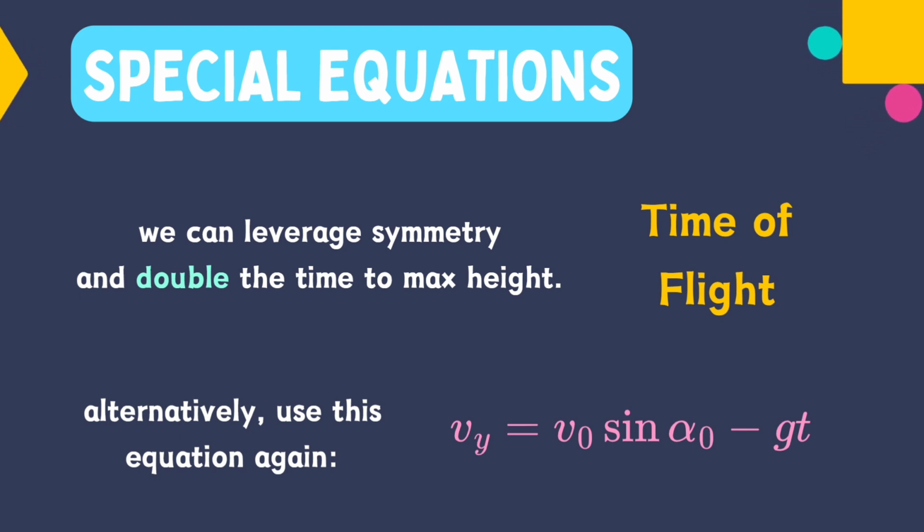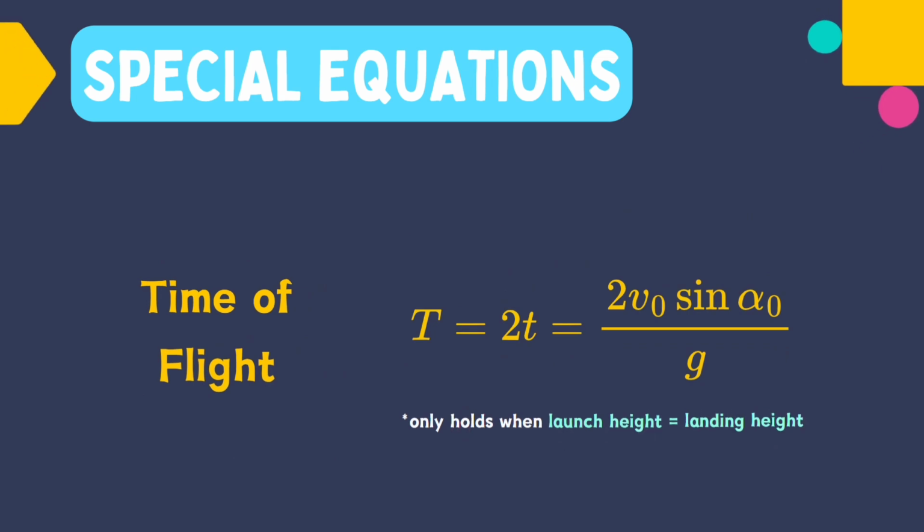This amounts to negating the vertical velocity, which follows from the symmetry at equal heights and the uniform change in velocity. If we perform those calculations, we then get that capital T is equal to 2t is equal to 2 V naught sine alpha naught over g.